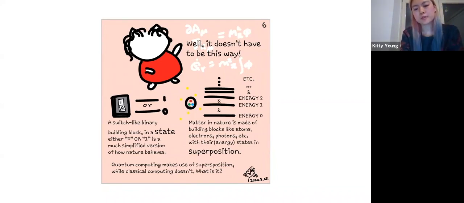Nature is made of the fundamental particles and the quantum mechanical particles like electrons, photons, atoms, etc. They have energy states. So everything is built on top of these things. At the very low level, they have energy states that are in superposition. So it's not 0 or 1, but different states in a coexisting manner. I'm going to explain a bit about what superposition is, and that is the fundamental behavior for a quantum computer.